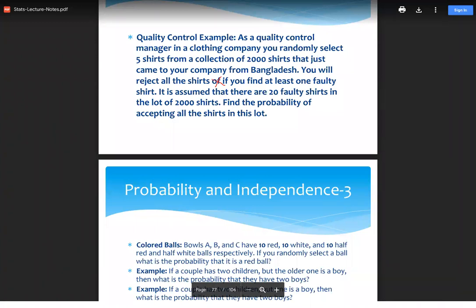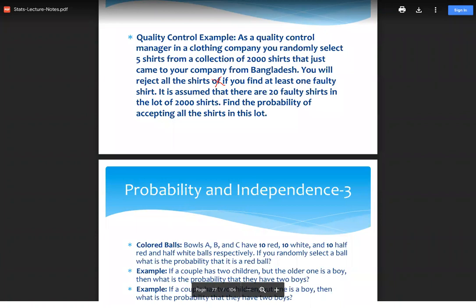So think of yourself as a quality control manager. So you have a shipment that just came in from Bangladesh. Let's say the shipment is 2000, but in reality, the shipments are like 200,000 or 2 million or 10 million pieces. All right. So I wanted to keep the numbers manageable. So you have a shipment that just came in for 2000 shirts. And then you will randomly select 5 shirts. Even if one of them is bad, you're gonna reject it, okay? Even if one of them is bad.